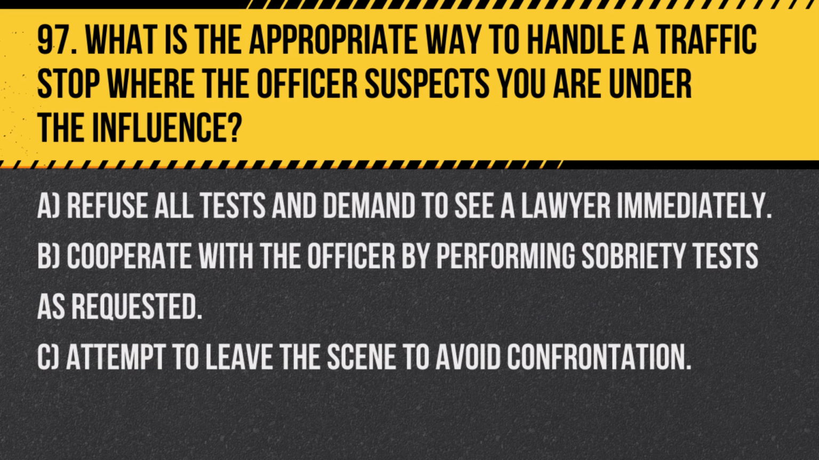Question 97. What is the appropriate way to handle a traffic stop where the officer suspects you are under the influence? A. Refuse all tests and demand to see a lawyer immediately. B. Cooperate with the officer by performing sobriety tests as requested. C. Attempt to leave the scene to avoid confrontation.